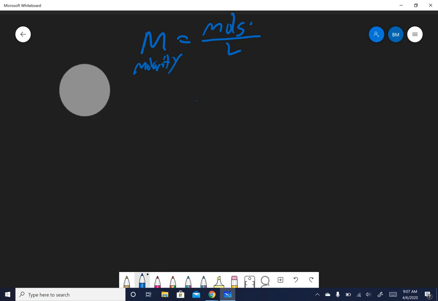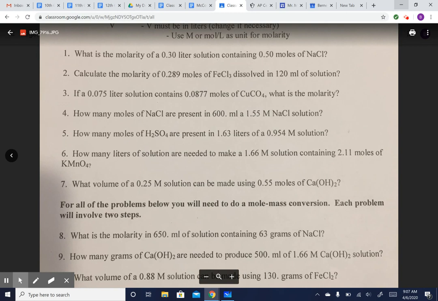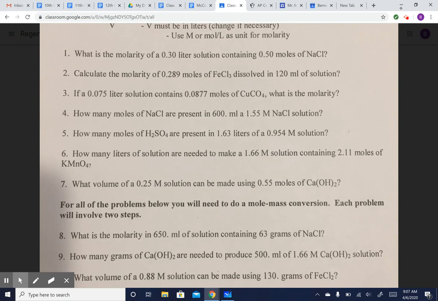All right, number 4 now. How many moles of NaCl are present in 600 milliliters of 1.55 molar NaCl solution? So when you see, here, let me zoom in here. All right, so right here where it says how many moles are present in 600 milliliters of 1.55 M. So that M is molarity. The way we say it is 1.55 molar NaCl. So that's kind of the terminology. Molar means molarity.